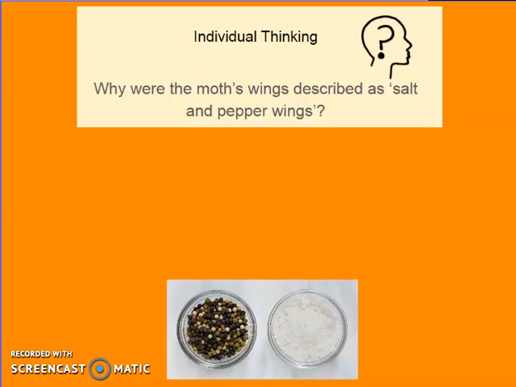Isabel Thomas described the moth's wings as salt and pepper because we all know what salt and pepper is and what it looks like. It's light and dark. However, we might not have all seen a peppered coloured moth, and we might not know what it actually looks like. So describing it as salt and pepper helps to create a better image of what it looks like in our minds and add to our understanding.